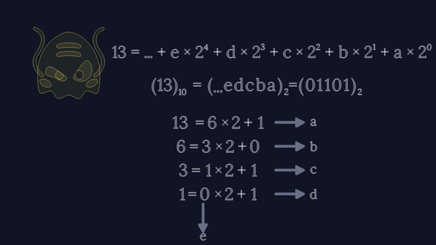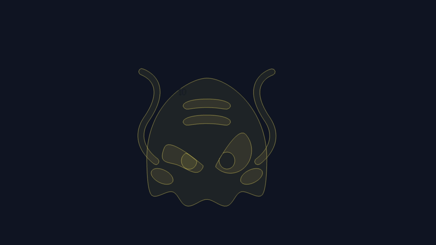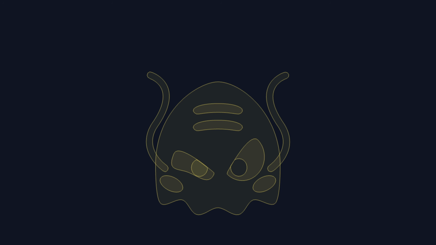That's why the remainders have to be read in reverse. And as for why the number is divided by 2, that should be quite obvious by now. And that's the complete reasoning behind the divide by 2 algorithm for binary conversion.